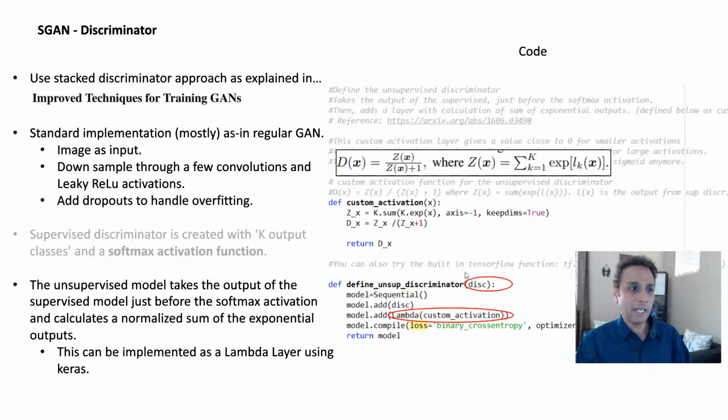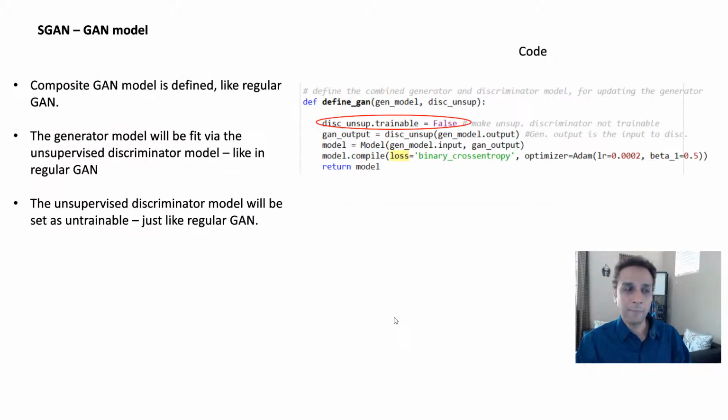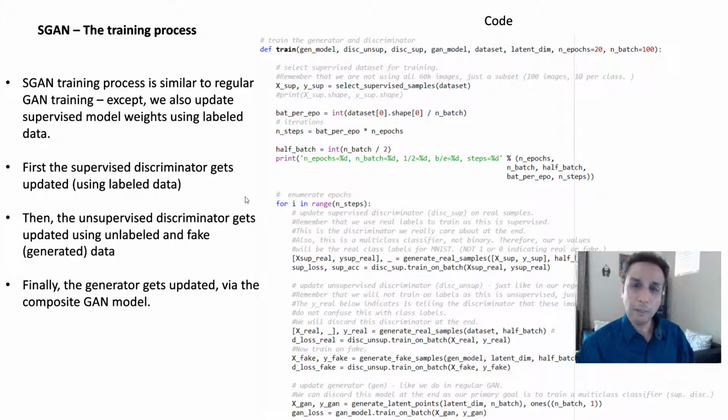So the only difference lies in your discriminator right there. And also, how do we train this? Because we have to train this on both supervised and unsupervised discriminators. So if you look at that, the SGAN training process again is very similar to GAN training. Like I said, we need to update the weights of the supervised model. So how do we do that?